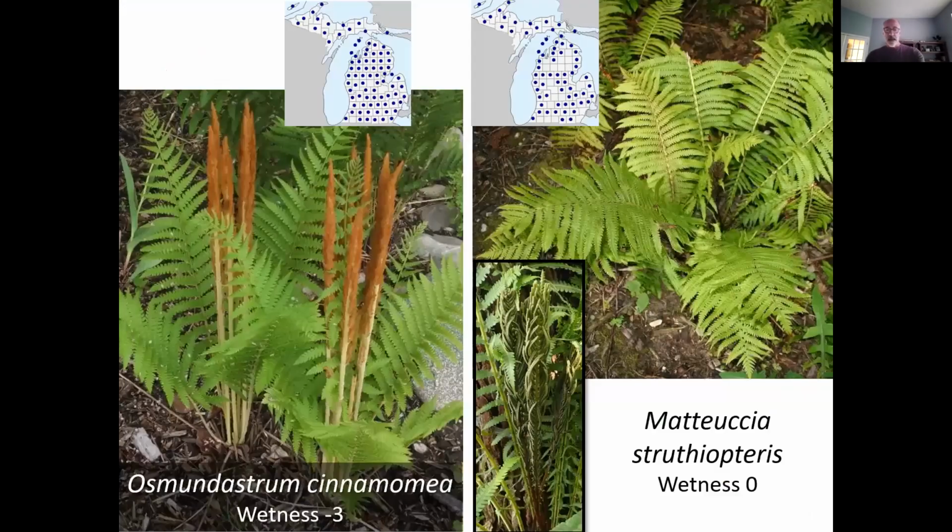And I should also note that Matteuccia is ranked by MNFI as never having a wetness index of 0. So apparently it tends to be in somewhat drier habitats. That's not my observation.